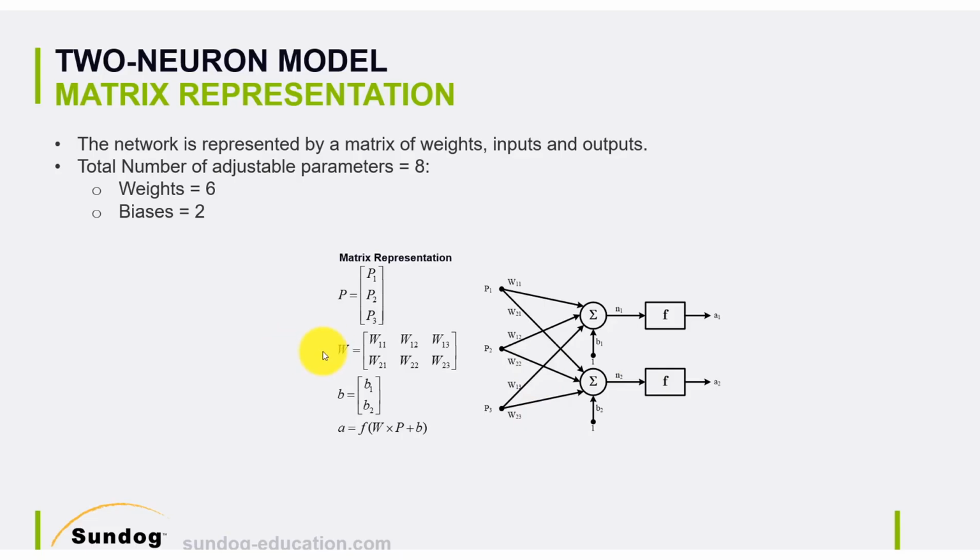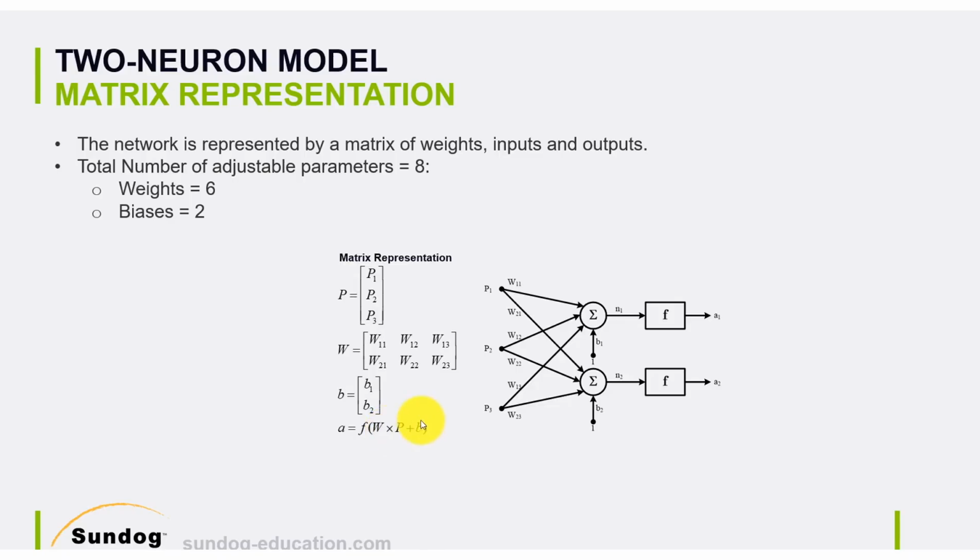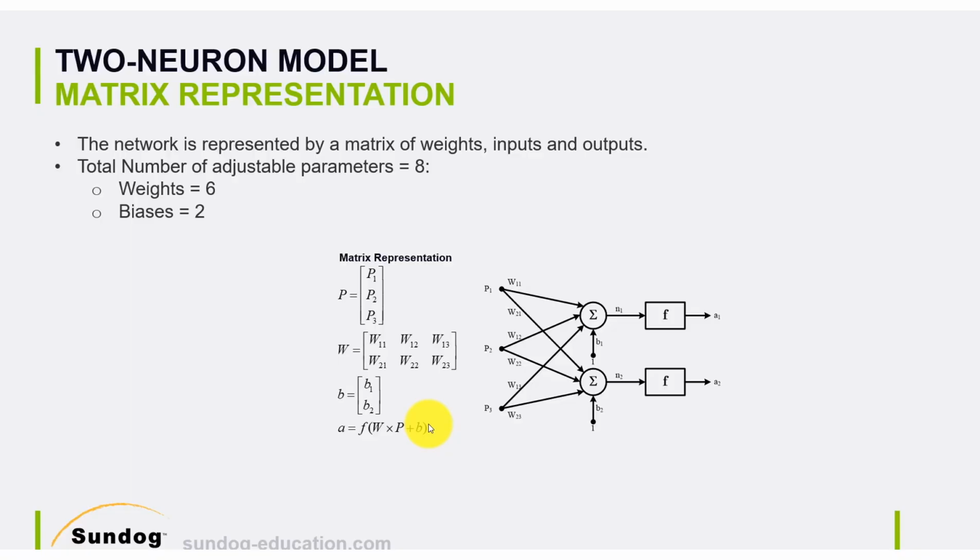So now we can represent the entire network in 2 matrices: a matrix of biases, B1 and B2, and a matrix of weights. So we have weight 1,1, weight 1,2, weight 1,3, 2,1, 2,2, 2,3. And then we can simply perform a matrix multiplication: multiply the weights by the inputs, add the bias signal, apply an activation function F, and you're good to go. That's it. That's how you represent a 2 neuron model in matrix form.